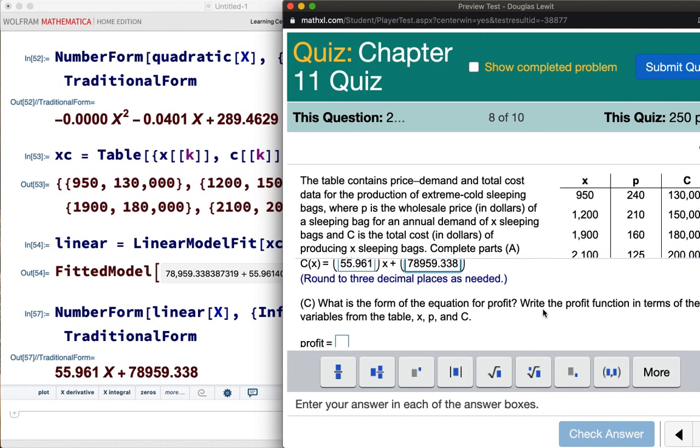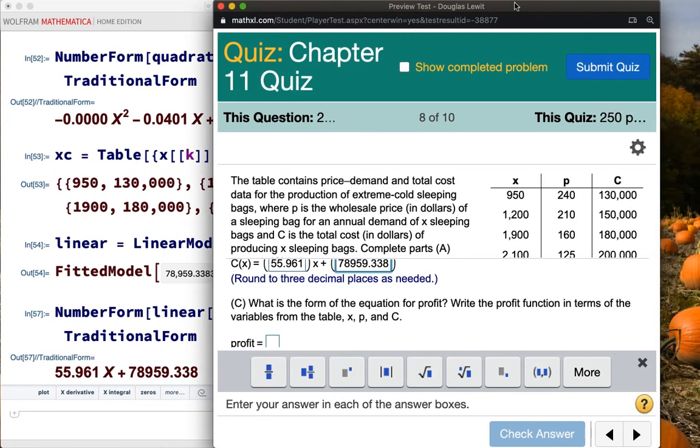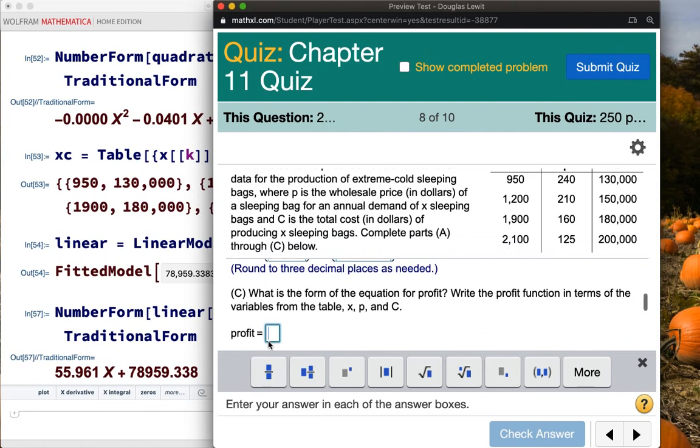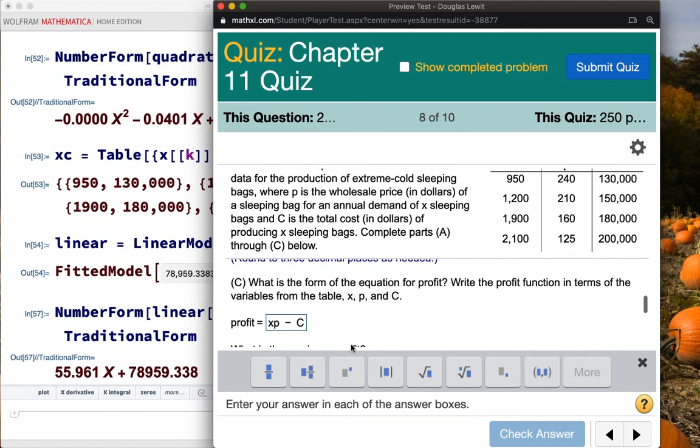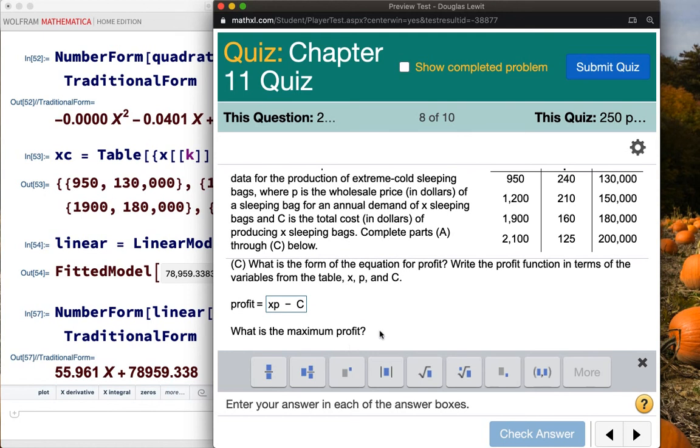Part C, what is the form of the equation for profit? Write the profit function in terms of the variables from the table, x, p, and c. Well, that's simply going to be x times p minus c. That's your profit, x times p minus c. What is the maximum profit?